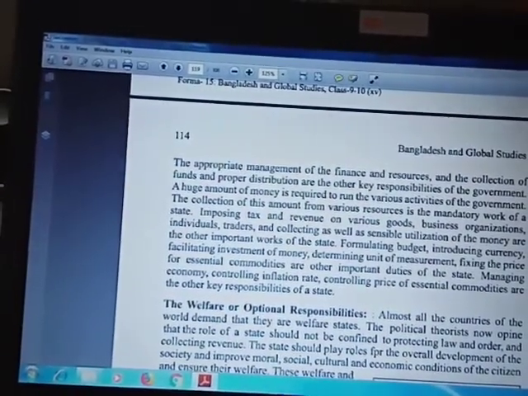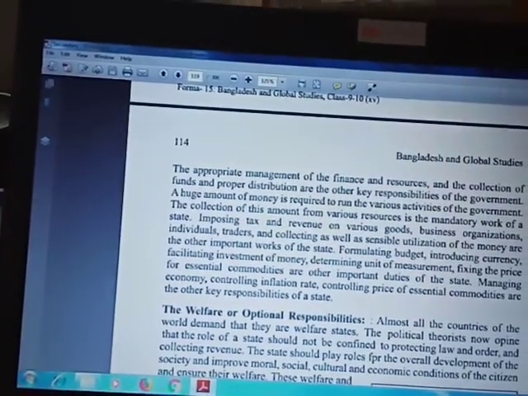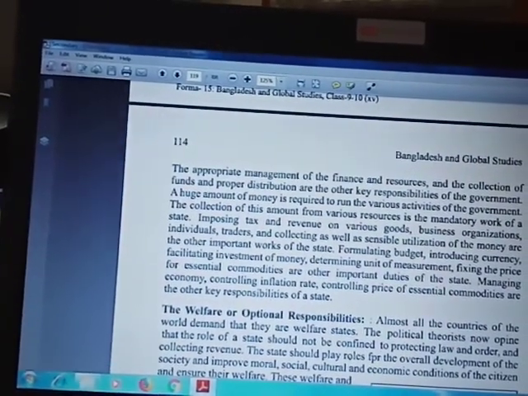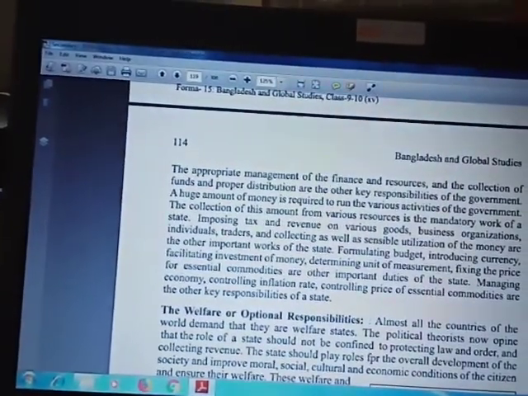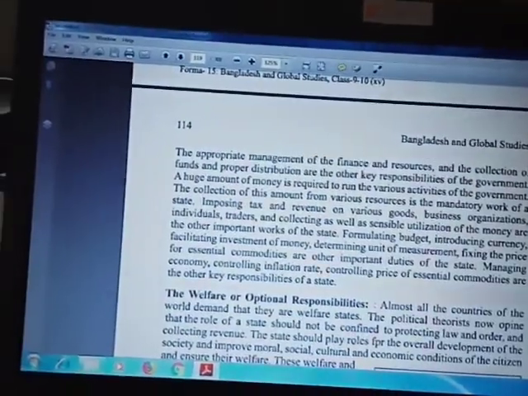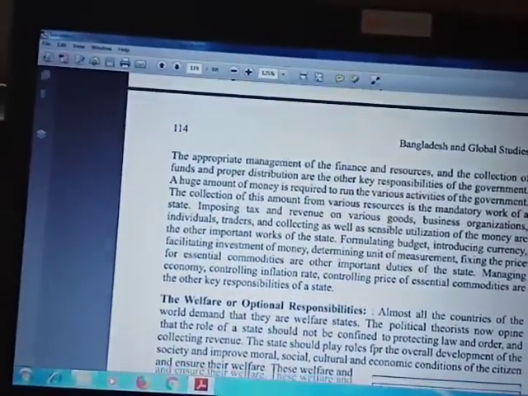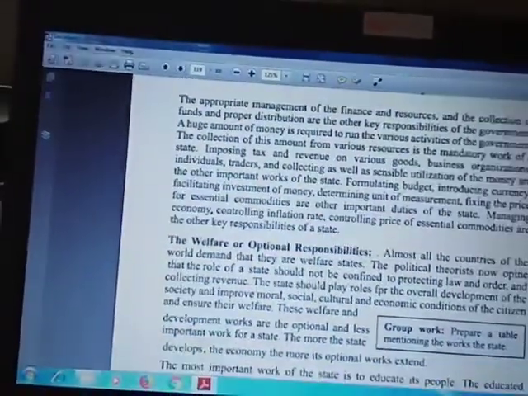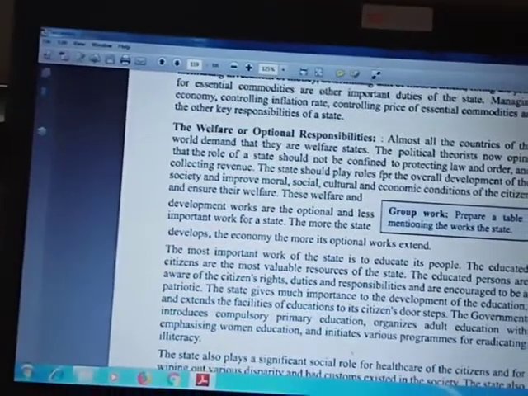Formulating budget, introducing currency, facilitating investment of money, determining unit of measurement, fixing the price for essential commodities are other important duties of the state. Managing economy, controlling inflation rate, controlling price of essential commodities are the other key responsibilities of a state.